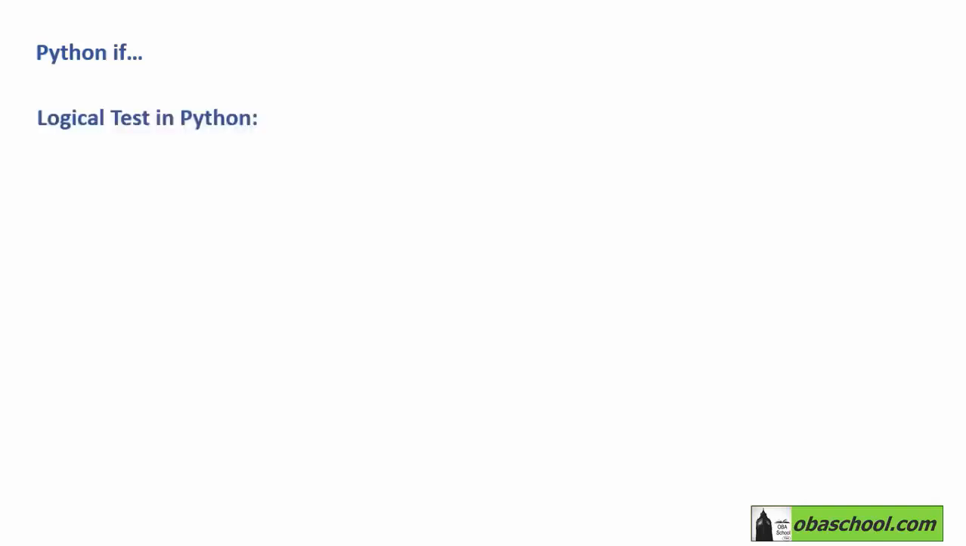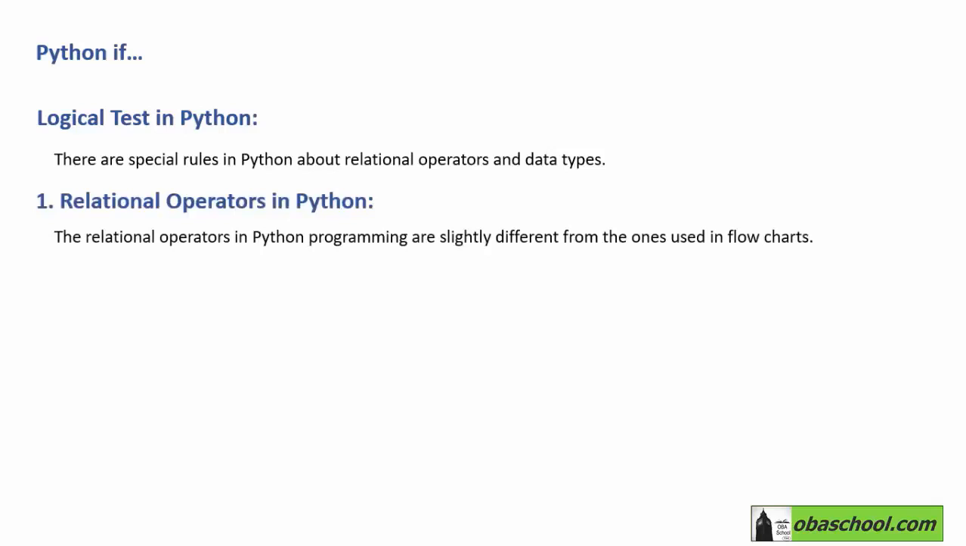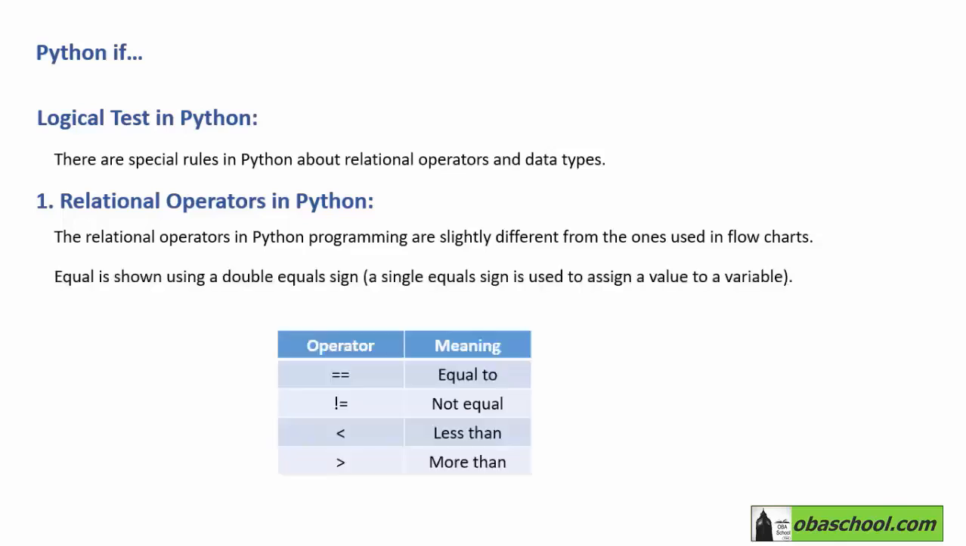However, let's now talk about the logical test in Python. There are special rules in Python about relational operators and data types. 1. Relational operators in Python. The relational operators in Python programming are slightly different from the ones used in flowcharts.